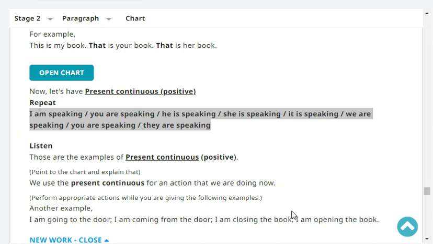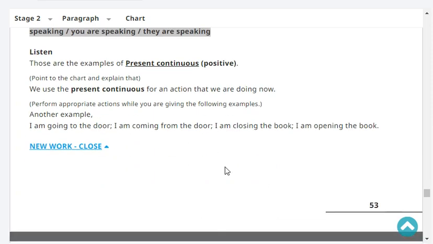It means happening now and they are doing it or we are doing it. Okay, so we use the present continuous for an action that we are doing now. Another example is, I am doing it now. I am going to the door. I am coming from the door. Very good. Like I'm doing it now. I'm opening the book. I'm closing the book.